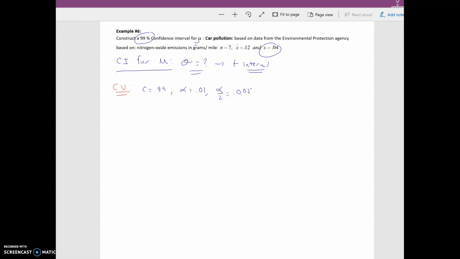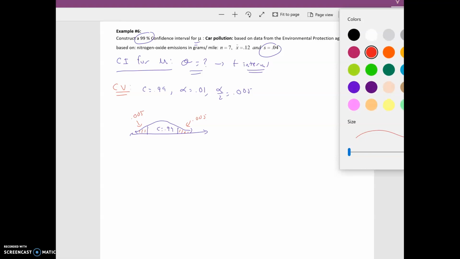And then the basic sketch is going to be as follows. We're looking at a bell-shaped distribution, and this portion here is equal to 0.99. The area on each of the tails is 0.005. So this portion would be 0.005, and this portion is going to be 0.005.